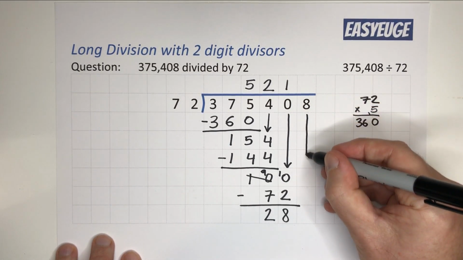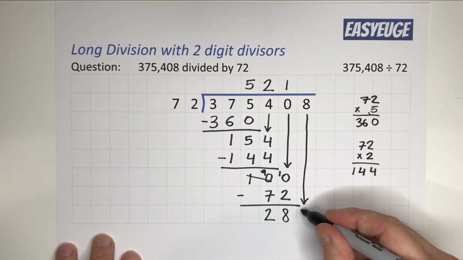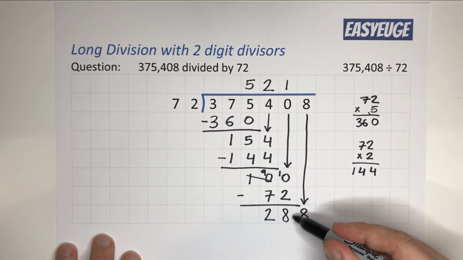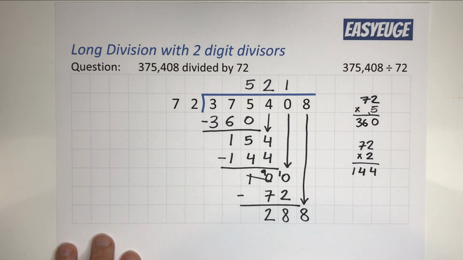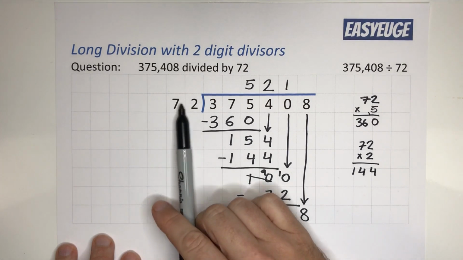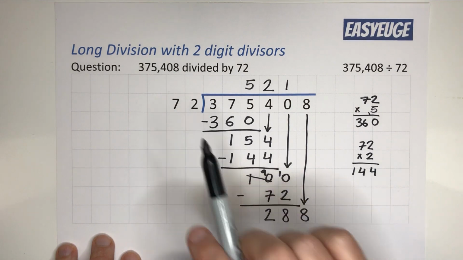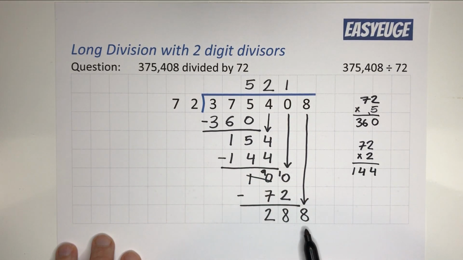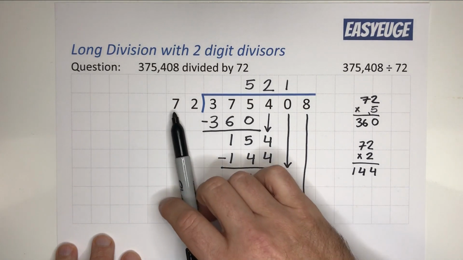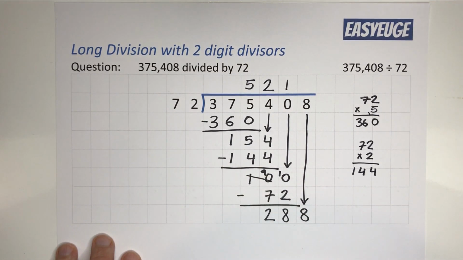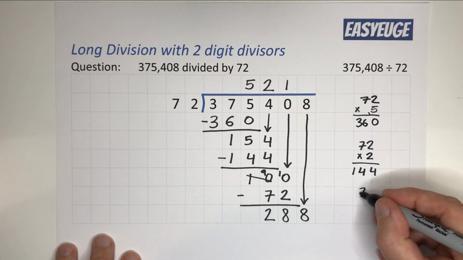So we will bring down our final number 8 to make it 288. Now remember when we were approximating earlier, we were approximating that 72 is very close to 70 because we can multiply 7 quite easily. How many times would 72 go into 288? Or how many times would a 7 go into 28? And it's about 4 times. So let's just check that out.